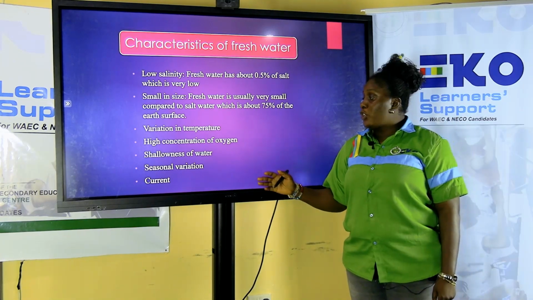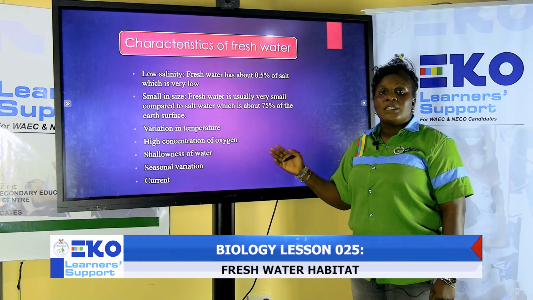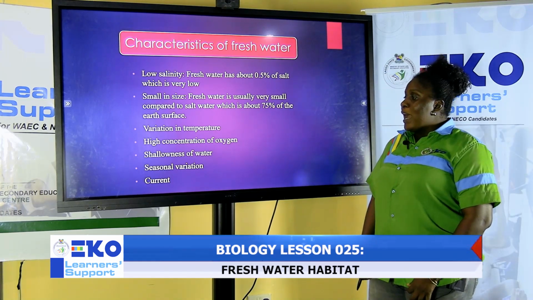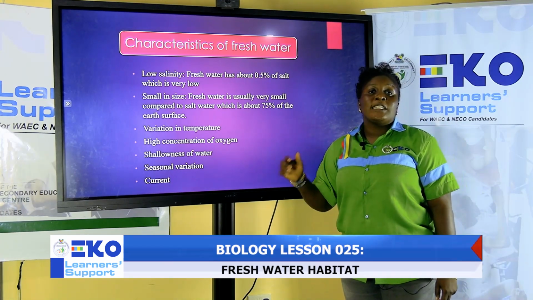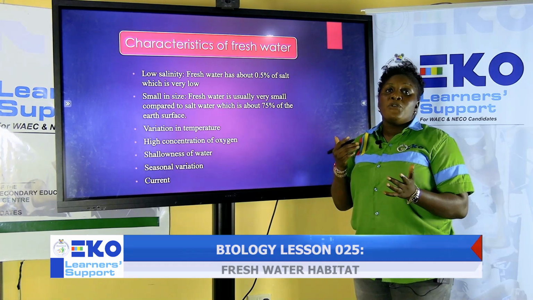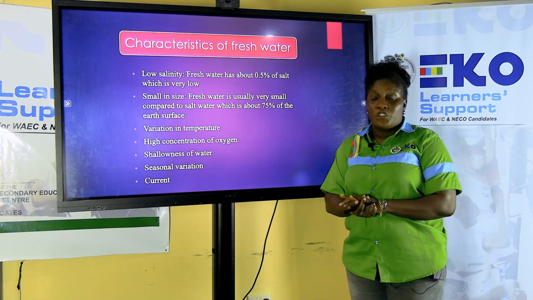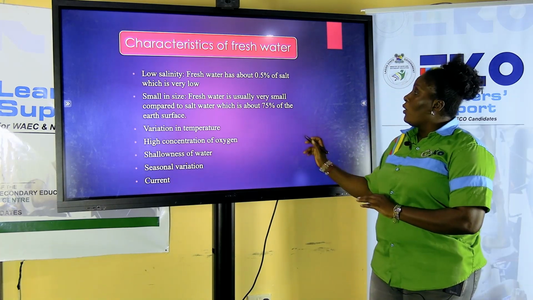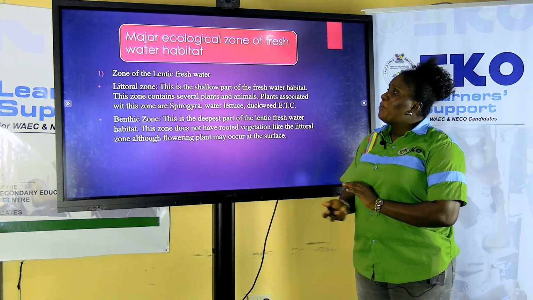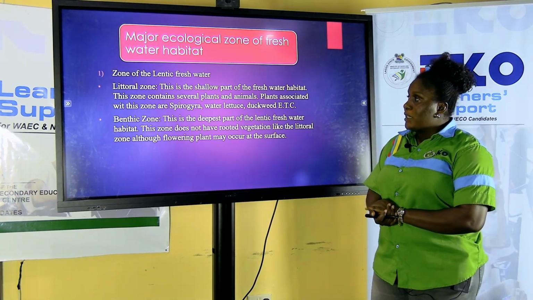We have a high concentration of oxygen in the freshwater habitat. We have variation in temperature. The temperature of the freshwater habitat what? Varies. We also have seasonal variation, and we have the current that varies. We have major ecological zones of freshwater habitats.